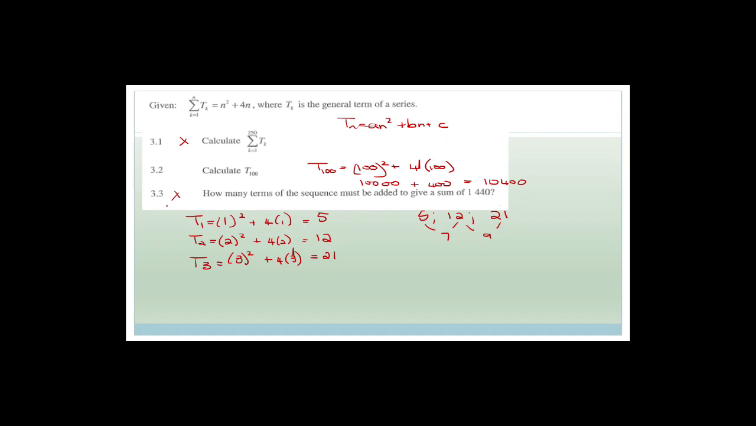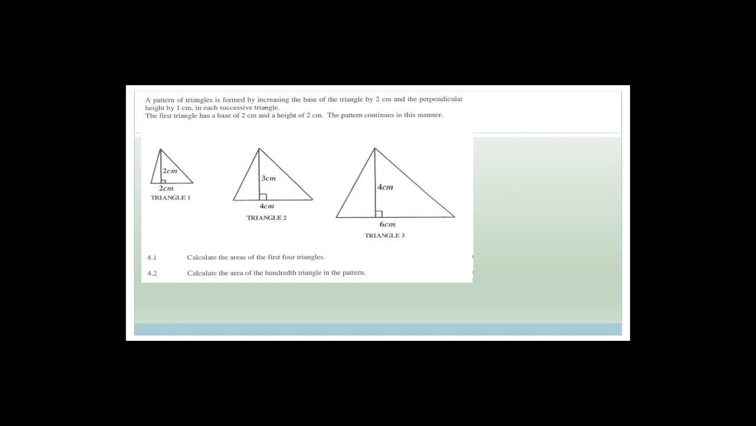And we're going to leave that as well. Okay, moving on. A pattern of triangles is formed by increasing the base of the triangle by 2 centimeters and the perpendicular height by 1 centimeter in each successive triangle. Okay, the first triangle is the base of 2 and height of 2, next one 4 and 3, and the next one 6 and 4. It says calculate the areas of the first 4 triangles.